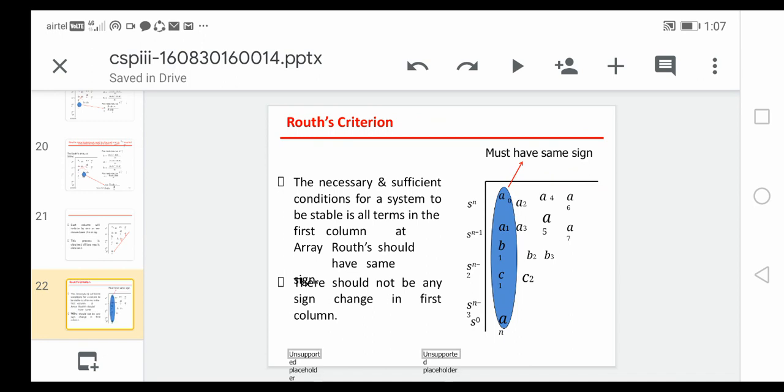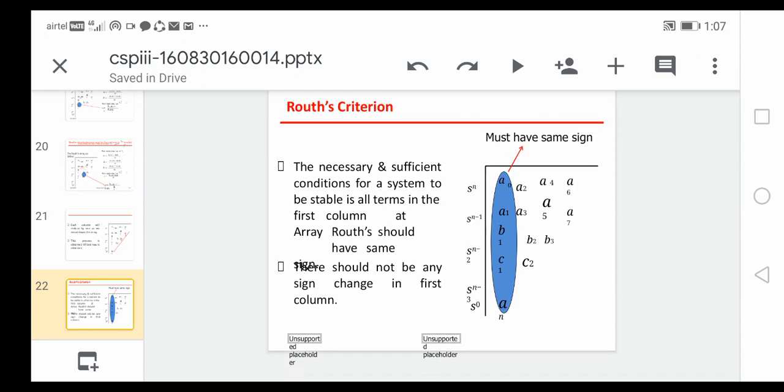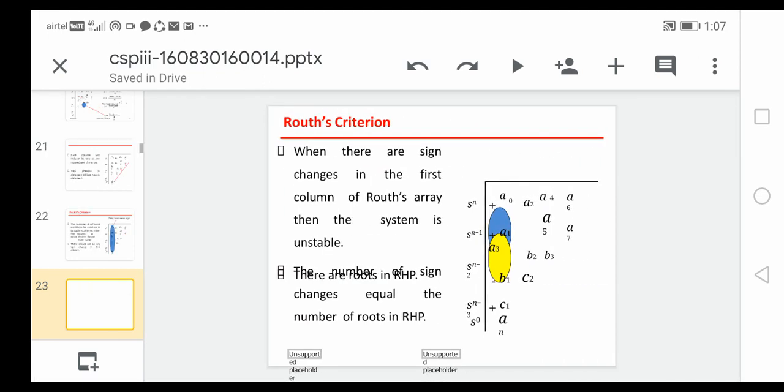The necessary and sufficient condition for a system to be stable is that all terms in the first column of the Routh array have the same sign. That must be either all positive or all negative. If there are both positive and negative terms, there will be a sign change in the first column, and then the system will not be stable. Here in this case, the system is stable because there is no sign change in the first column.